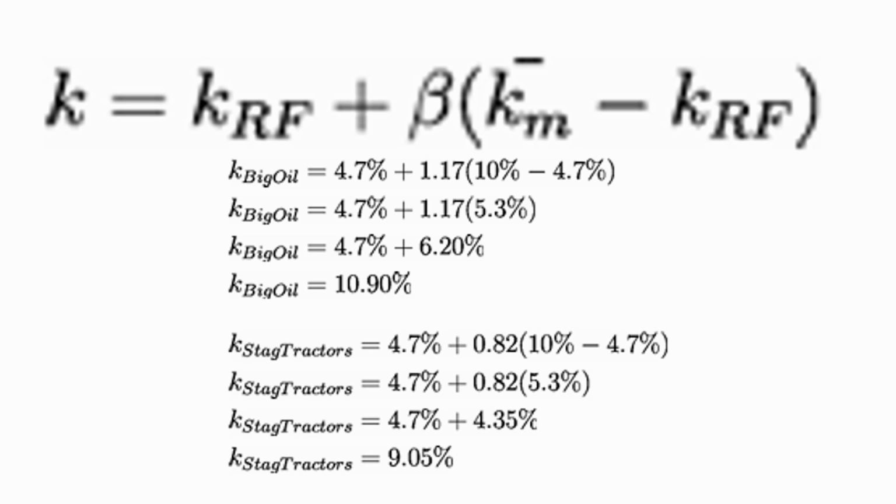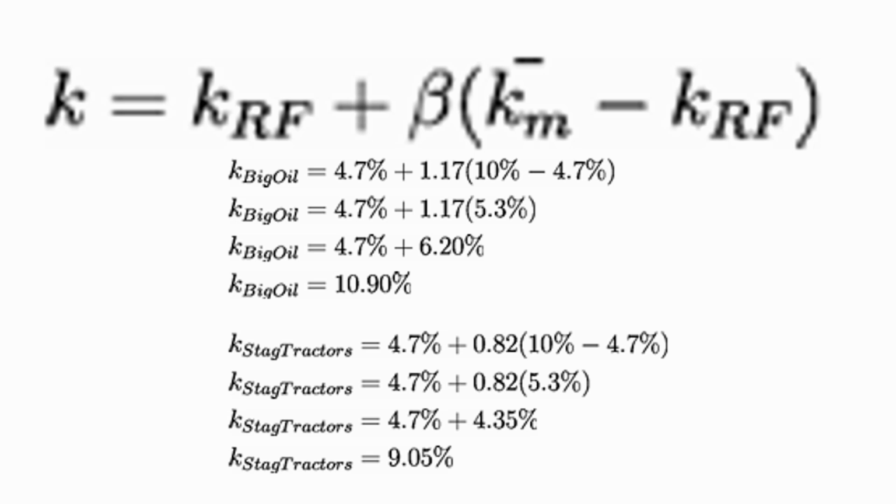Assuming the current risk-free rate of interest is 4.7%, calculate the required return of each stock. Based on this, should you buy either or both of these stocks as part of a well-diversified portfolio? The formula for the SML is as follows, where k represents the required return for the specific stock or portfolio in question. kRF represents the risk-free rate of return. Beta refers to beta, and kM refers to the expected return on the market.